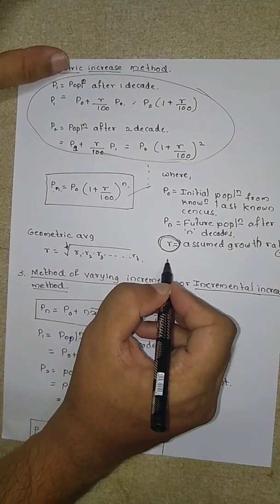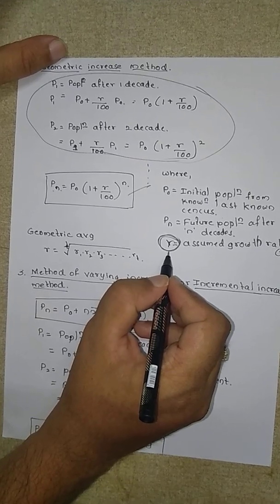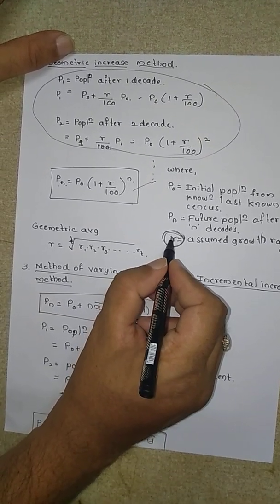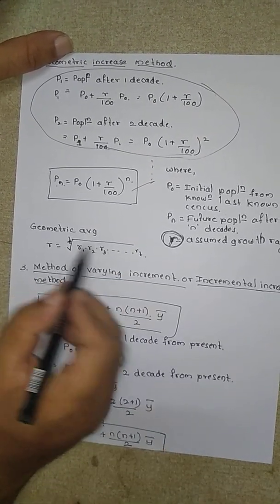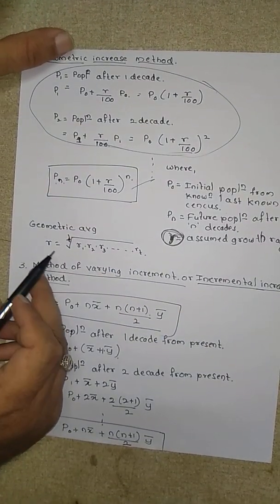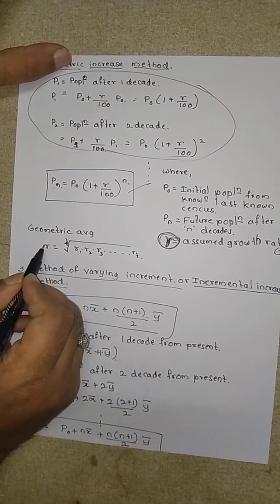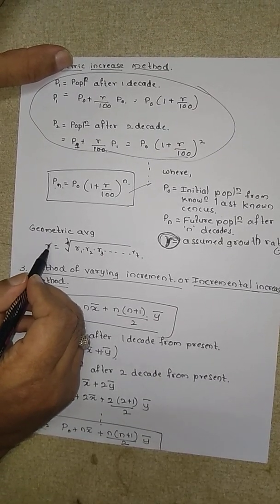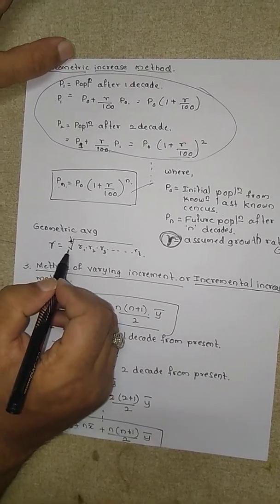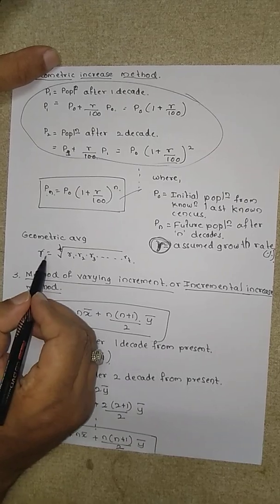Every decade, we will be calculating a separate value of R, and then we will find the average of it. We will get R at each decade, and at the end we will get this value of R as an average. You will get more knowledge about it when we solve the problem.